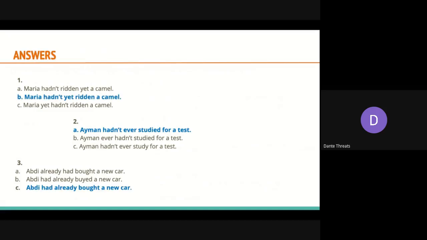Okay. Two, Amen hadn't ever studied for a test is the correct answer. Auntie had already bought a new car is the correct answer for this one.